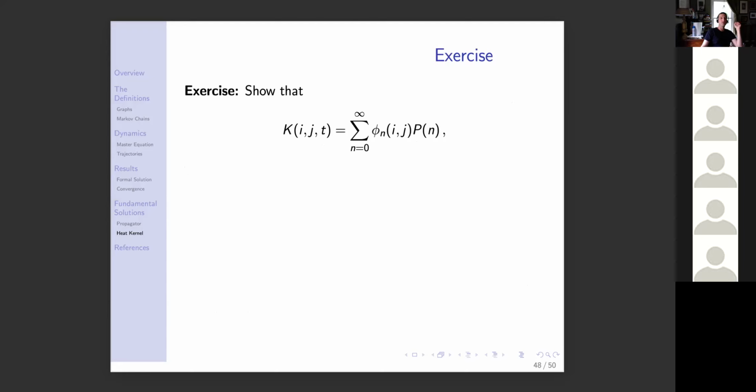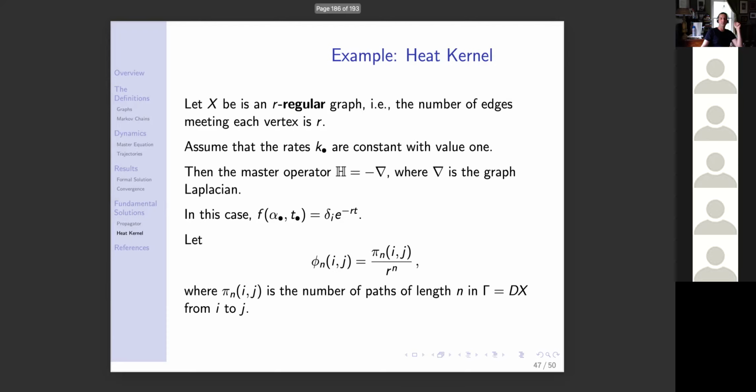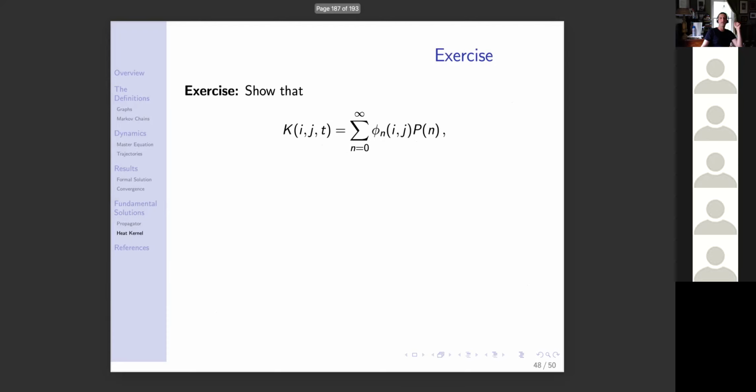So then here's an exercise. Compute the propagator in this case. And the propagator is given by this function, phi sub n ij times p of n. And what is p of n? This is the Poisson probability mass function with parameter lambda equals rt, right? The Poisson distribution is something we teach our undergraduates in 5700. In fact, we teach it even at the 2000 level, I believe.